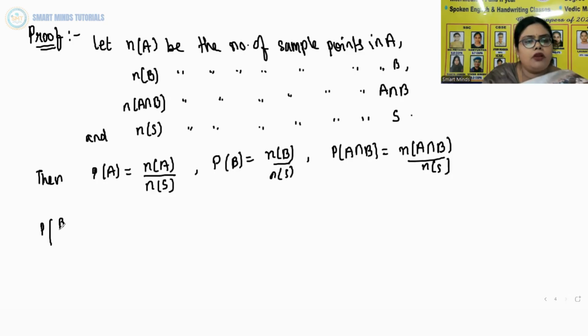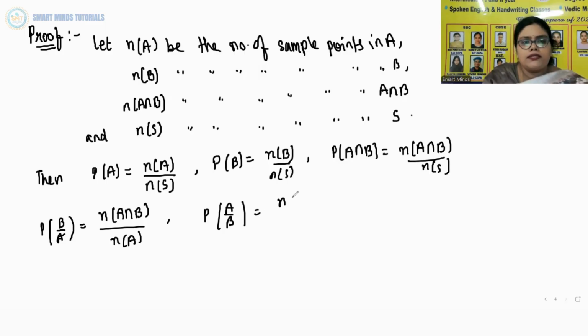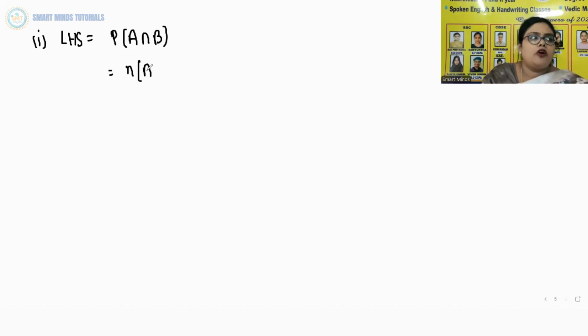Now how can we write P of B by A? That is, we have a formula for conditional probability. N of A intersection B by N of A. Then how can we write P of A by B? That is N of A intersection B by N of B. So after knowing everything, let us first take the first bit. We'll take the LHS first. Okay, so what is the LHS? P of A intersection B. This can be written as N of A intersection B by N of S.